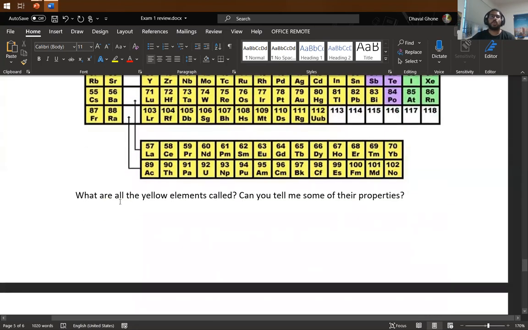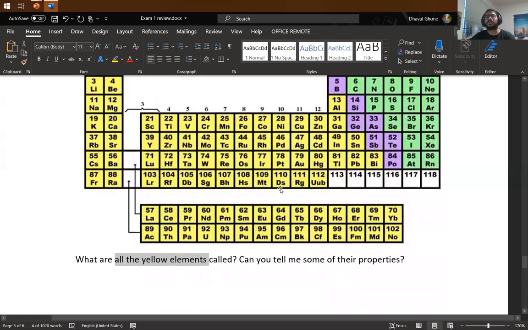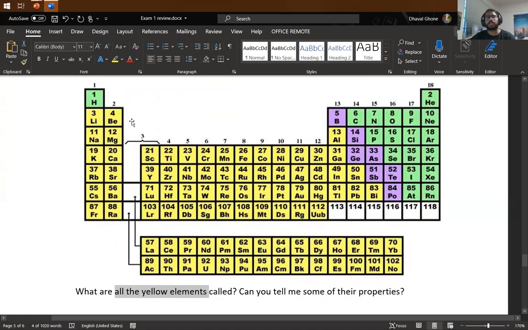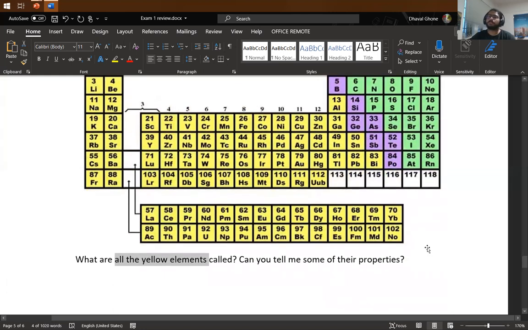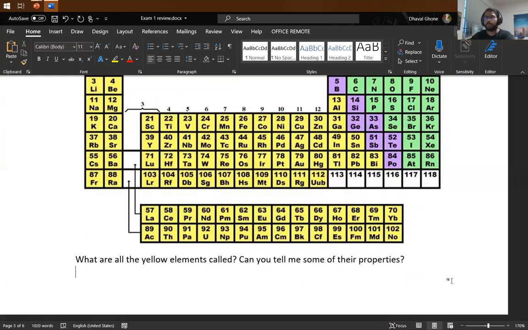Next question is, what are the yellow elements called? So in this periodic table, all the elements highlighted in the color yellow, what are they called? And can you tell me the properties of them? So the ones on the left side, which are grouped together, are called metals. And the properties include being malleable. Malleable means it can be hammered down into a sheet. They are ductile, which means that they can be drawn into thin wires.